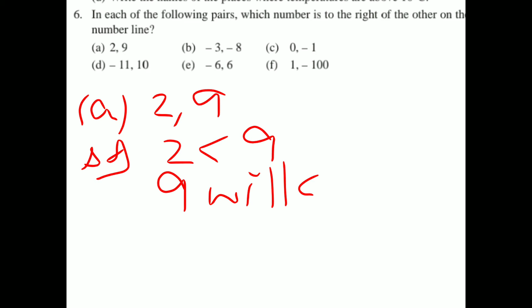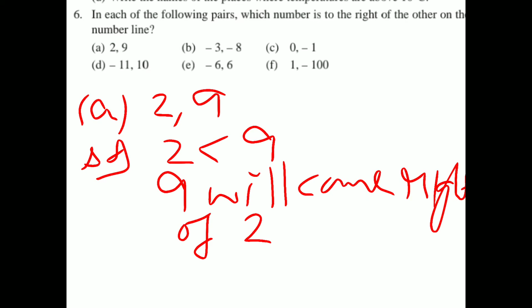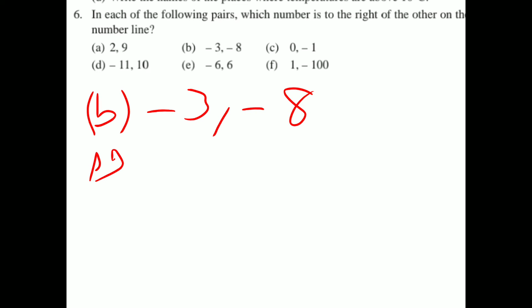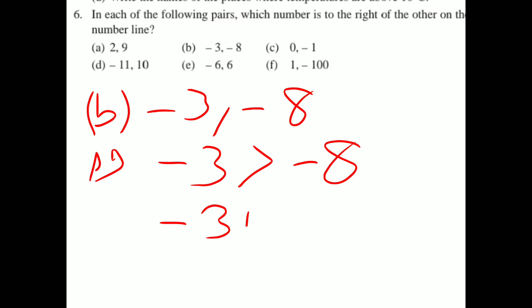9 will come right of 2. Clear? Now we do B part. B part is minus 3 and minus 8. If you draw a number line, you know which one is greater? Minus 3. You know, in negative numbers, the smallest one is considered the biggest one. So which number will come on the right? Minus 3. Minus 3 will come on the right. Clear to you?